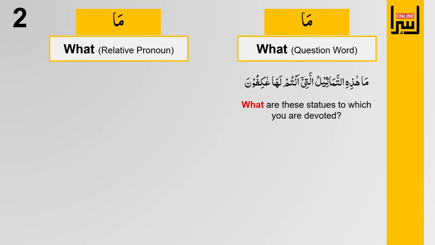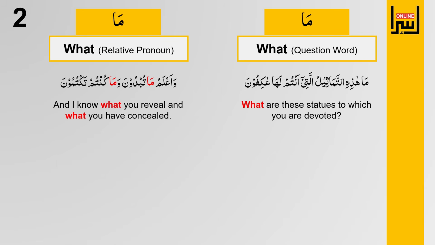Another use of what in English grammar is it is used as a relative pronoun. For example, wa a'lamu ma tubdun wa ma kuntum taktumun, and I know what you reveal and what you have concealed. So here ma is not a question word. It is used as a relative pronoun.